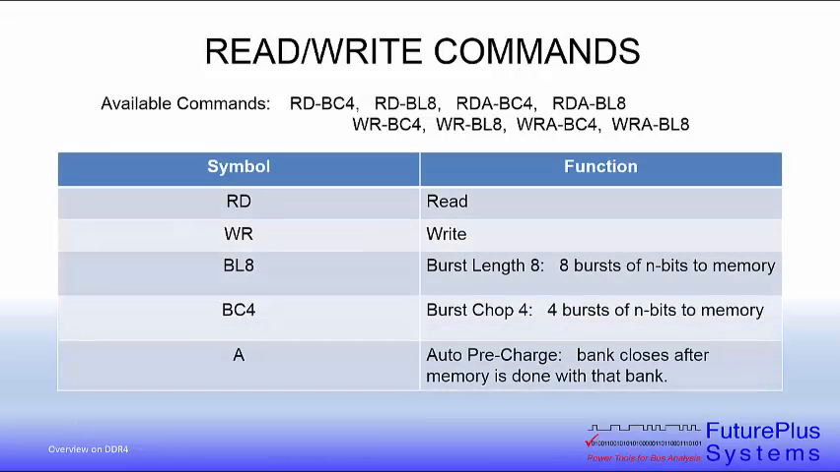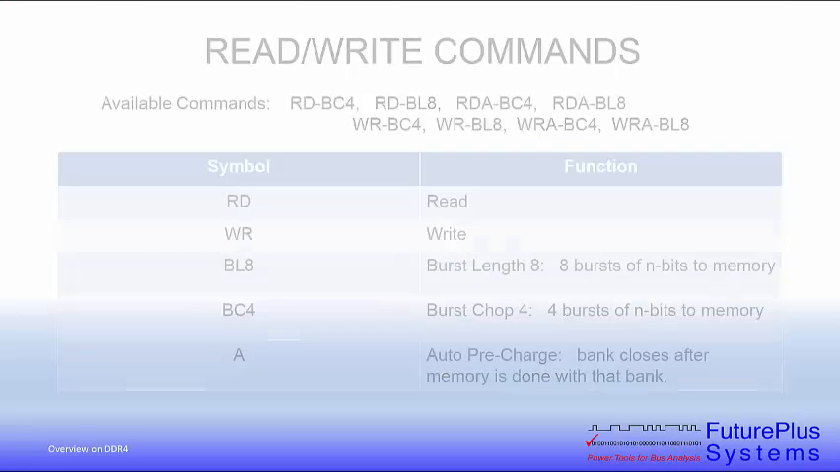RD and WR are simple enough. These commands show whether a read or write command is being done. BL8 stands for burst length 8, meaning 8 bursts of 64 bits, depending on the system, to the memory. BC4 stands for burst chop 4, which is a chopped burst length 8, so instead it sends 4 bursts of 64 bits. The A simply stands for auto precharge. When displayed in commands, it simply means that the bank closes after it is done with that command.